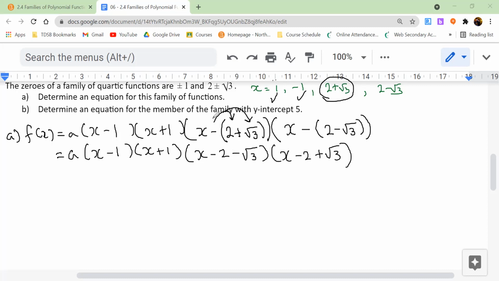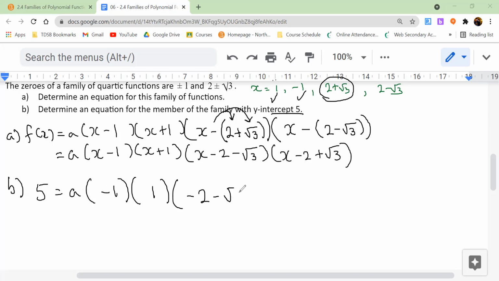Part B says I have a y-intercept at 5. So I am going to say the y value is a 5 when x value is a 0. So 0 minus 1 is a negative 1. Of course, y-intercept, it's not even assumed. If it says that the y-intercept is a 5, the x value must be a 0. Then 0 minus 2 minus root 3, and 0 minus 2 plus root 3. And all you've got left is multiplying.